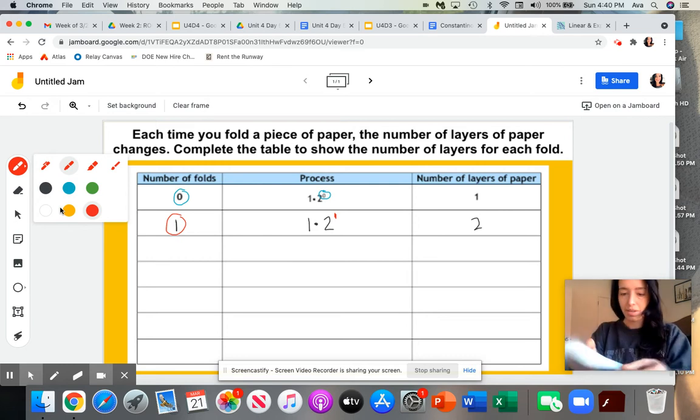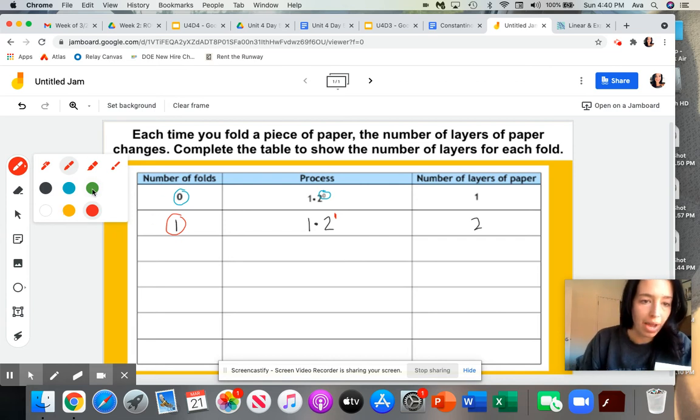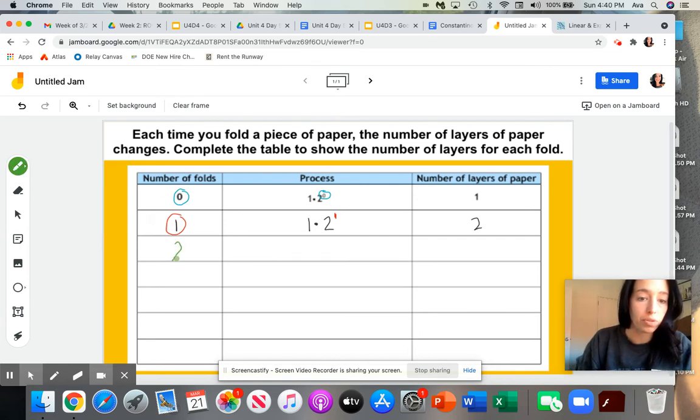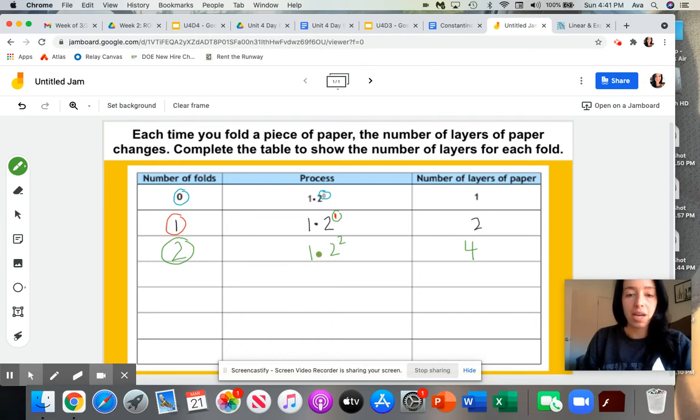All right, I'm going to keep doing it. So I'm going to do another fold. Let me get another color. There are 2 folds now, so I've done this 2 times. I have 1, 2, 3, 4 layers. So the 4 is going to go here. And then I'm going to continue the process. The 1 is going to stay the same. The 2 is going to stay the same. And now instead of this little 1 here, I'm going to put a 2 because I have made 2 folds. And if you do the math, well, 1 times 2 squared is 4. 4 times 1 is 4, which is the number of layers.